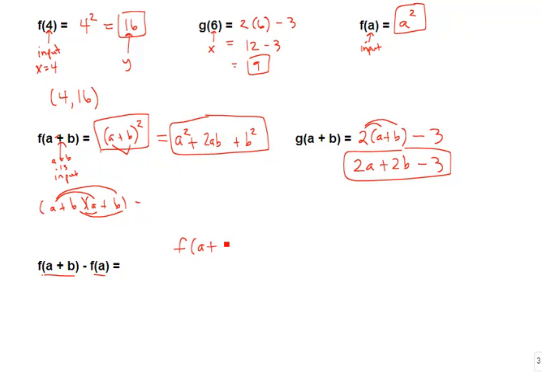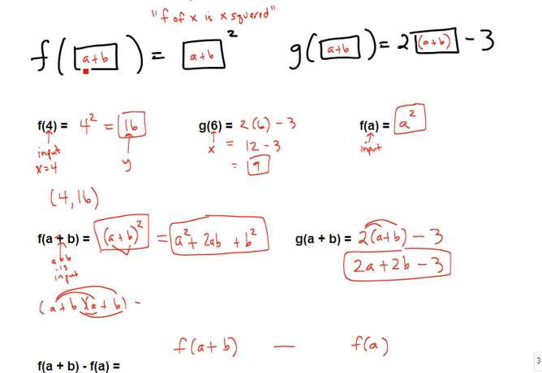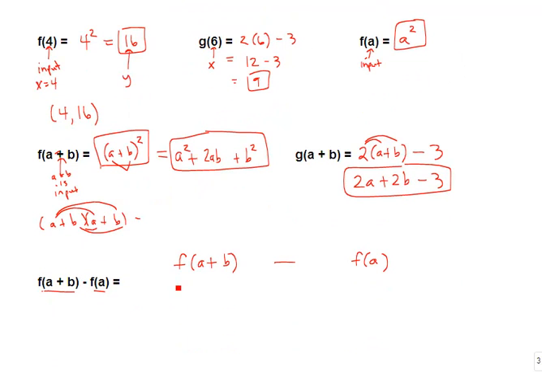I'm going to do f of a plus b, and then I'm going to do f of a over here, and we're going to want to subtract both of those answers. So remember how to get f of a plus b. You take a plus b, and you're inputting it into your rule for f, which says take whatever your input is and square it. So we're going to take a plus b, and we're going to square all of that. So this is going to look like a plus b, wrapped in parentheses, all squared. Okay, so that's our f of a plus b.